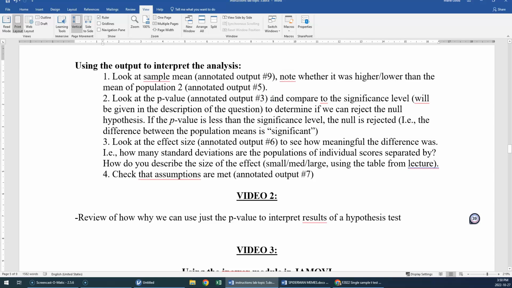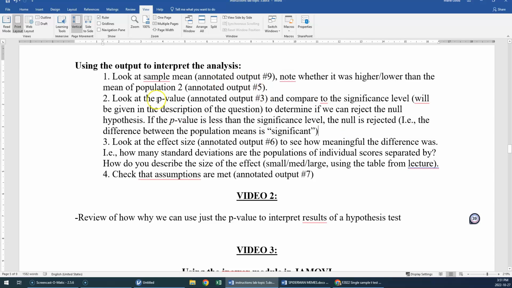And we talked about this many weeks ago. I said that when we do our hypothesis testing in Jamovi, all we really need to do to determine whether results are significant, if the sample mean is significantly different from the comparison population mean, is to look at the p-value. That's annotated output number 3. You compare it to the significance level. Remember, this is something that we learned a while ago, but you may have forgotten it in the meantime. If the p-value is less than the significance level, then we reject the null.